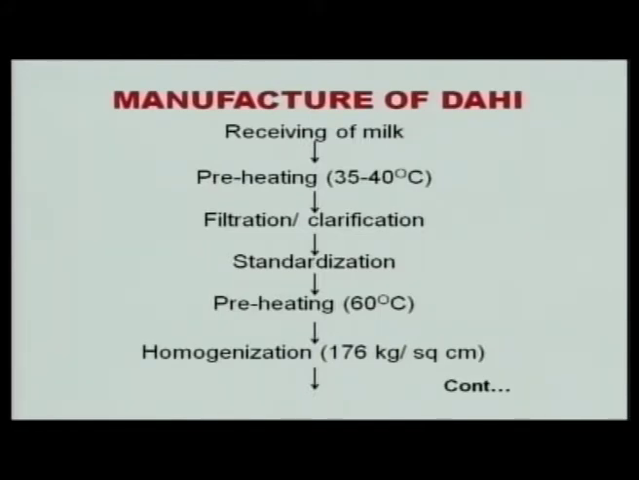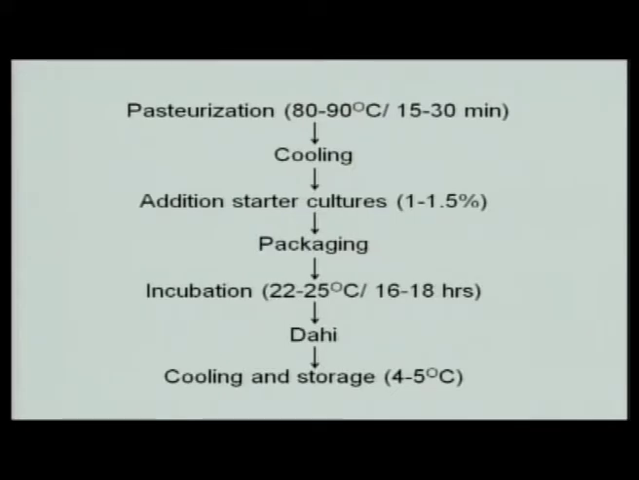This preheating is for the homogenization purpose, and homogenization is done in two stages. Then we pasteurize at high temperature, 80 to 90 degrees centigrade for 15 to 30 minutes, then cool it to the incubation temperature and add the starter culture at 1 to 1.5%. Then we pack it and incubate at 22 to 25 degrees centigrade for 16 to 18 hours, and we get the dahi. That depends upon the type of culture. So, this is the process for dahi.